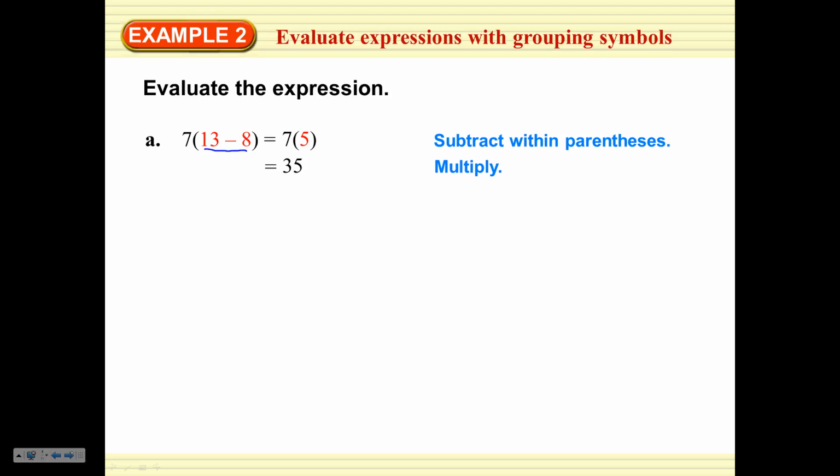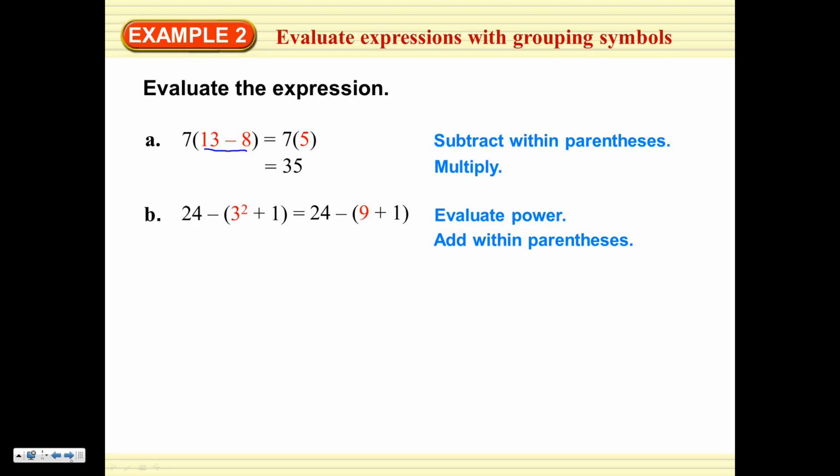Okay. Example B, 24 minus the quantity 3 squared plus 1. This is generally called a quantity because it's within the grouping symbol. Okay. So within the parentheses, we follow order of operations. And so exponents are done first. So we are going to evaluate our power, and we end up with 9. 3 squared is 9. So now we have 24 minus the quantity 9 plus 1.